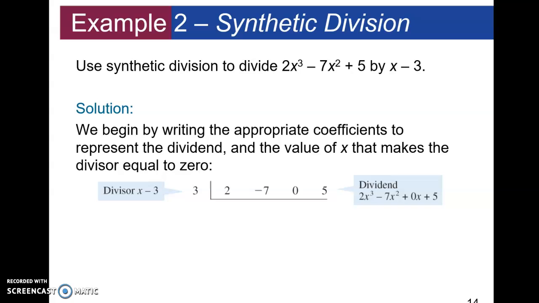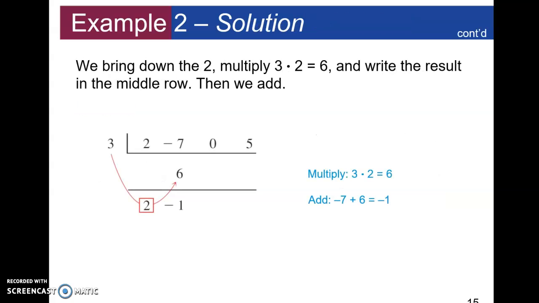We always bring down the leading coefficient. So we take that 2 and we bring it down. And then we always multiply, then add, multiply, then add, multiply, then add until we get to the end. So we take the 0 out front, multiply by the leading coefficient down under the box, and carry that answer under the next coefficient. We add. -7 plus 6 is -1.